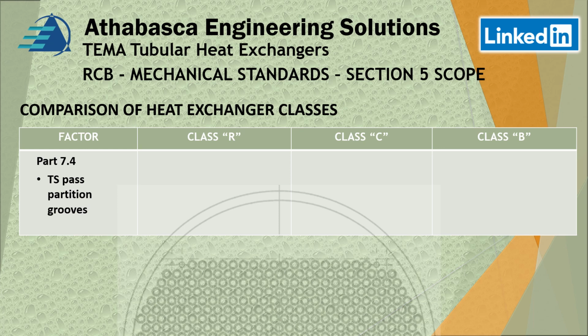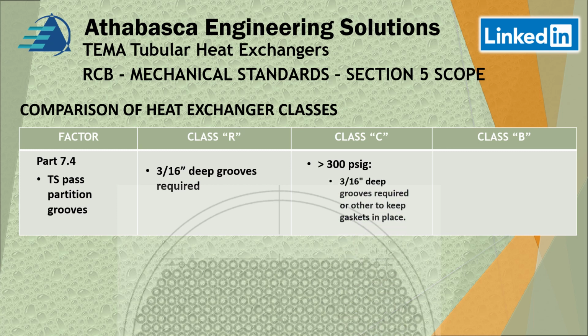For tube sheet pass partition grooves, for Class R, 3/16 of an inch deep grooves are required. Class C has some different rules. They say if it's greater than 300 psi G, then 3/16 inch deep grooves are required, or other means to keep the gasket in place. So there's a little bit of flexibility there. And for Class B, just follow Class C.